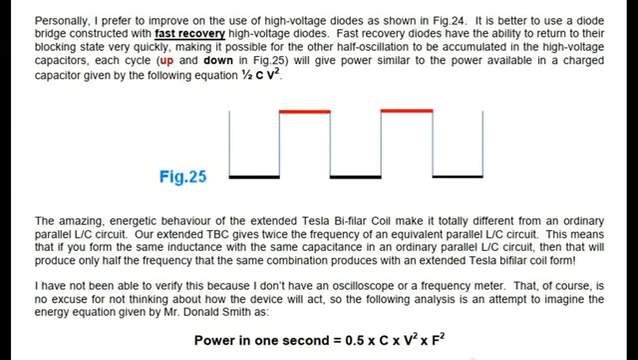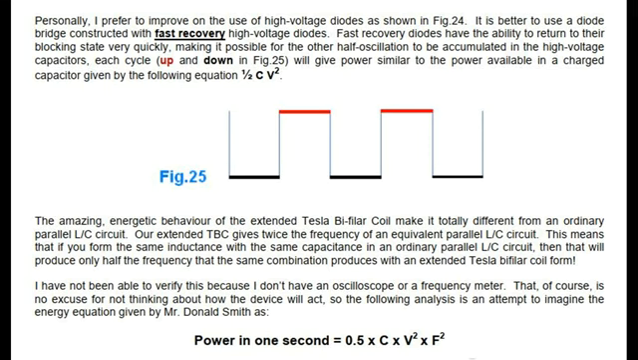The amazing, energetic behavior of the extended Tesla bifilar coil makes it totally different from an ordinary parallel L/C circuit. Our extended TBC gives twice the frequency of an equivalent parallel L/C circuit. This means that if you form the same inductance with the same capacitance in an ordinary parallel L/C circuit, then that will produce only half the frequency that the same combination produces with an extended Tesla bifilar coil form. I have not been able to verify this because I don't have an oscilloscope or a frequency meter.